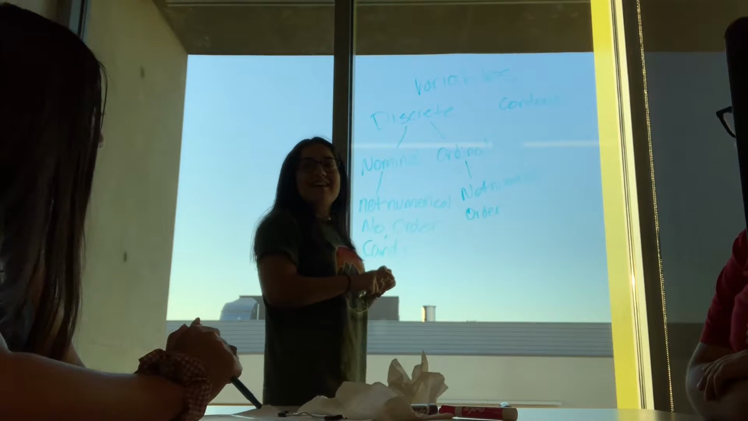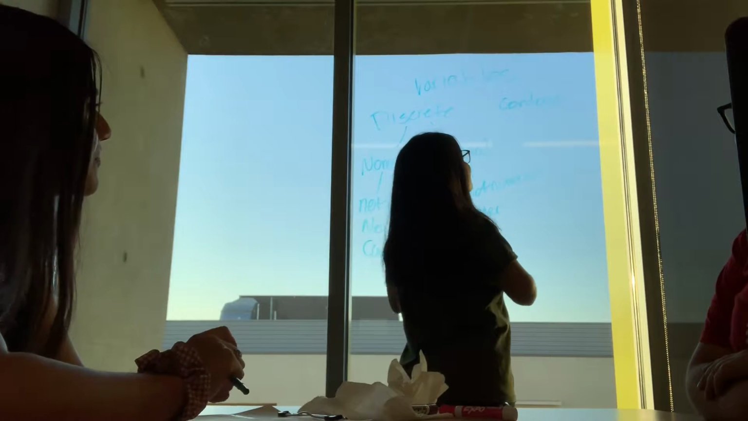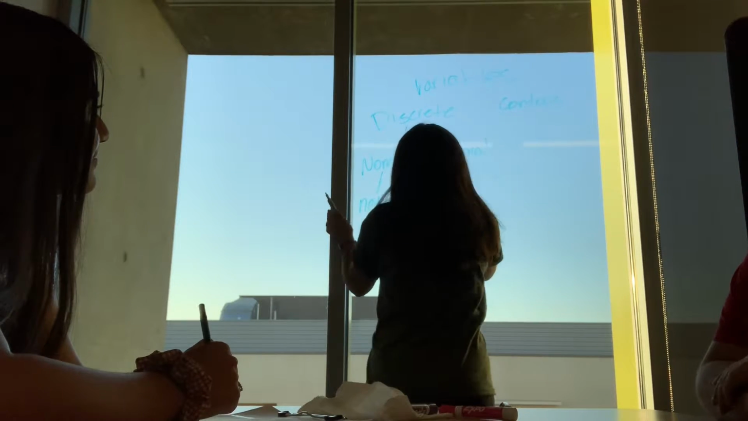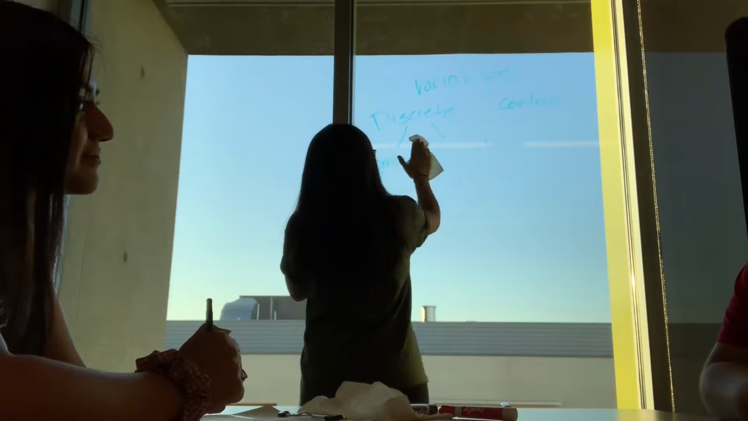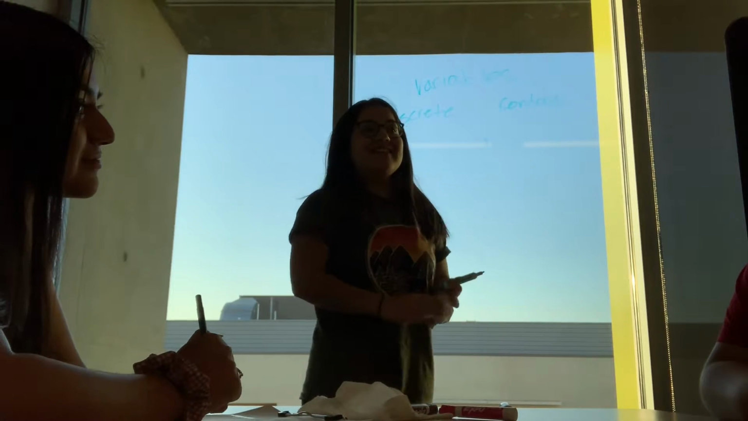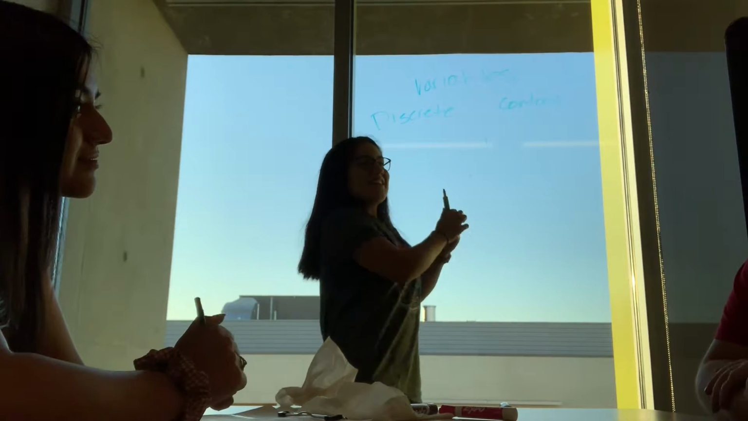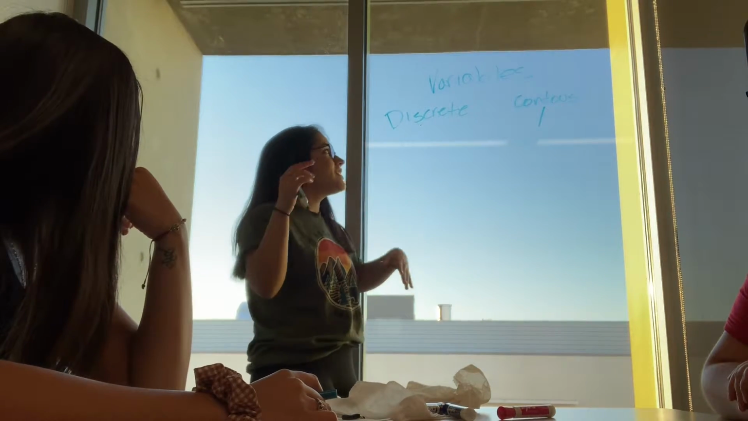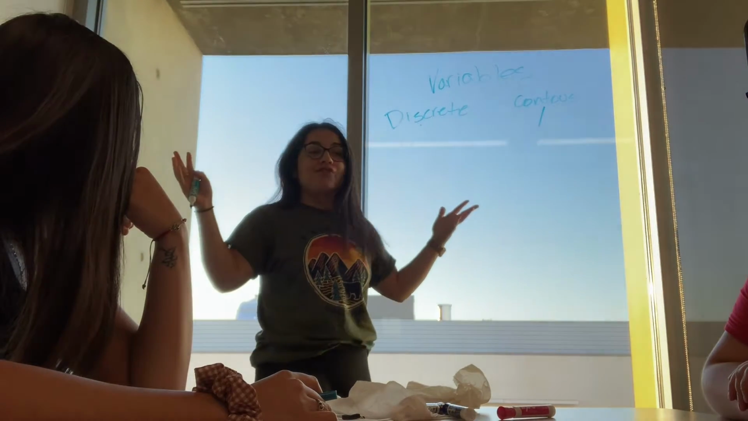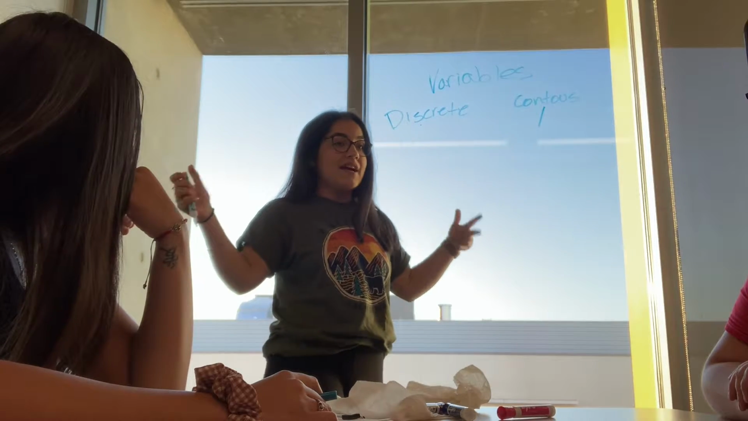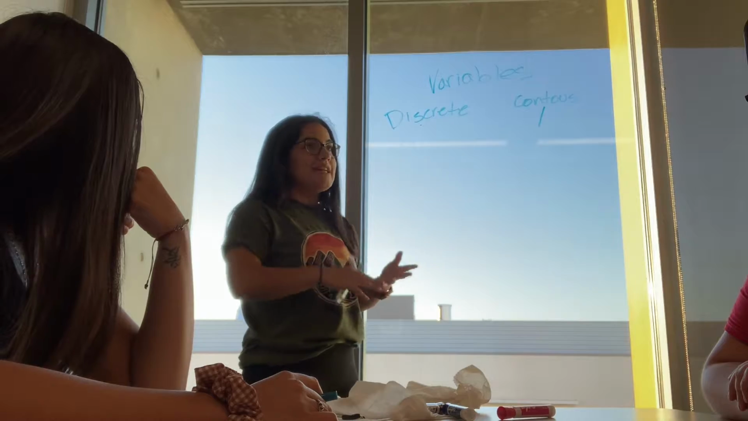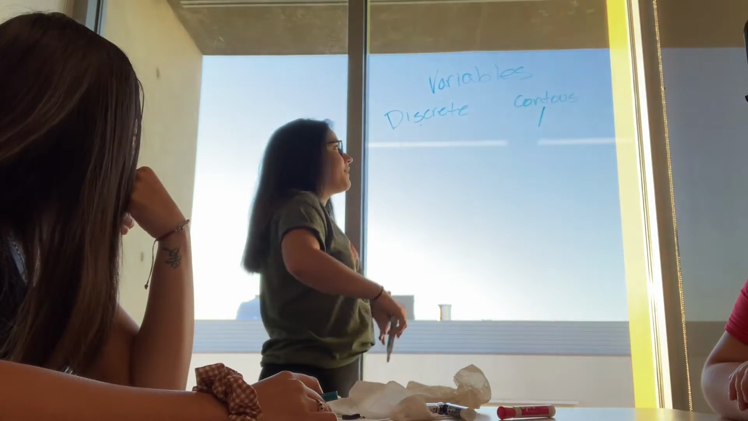Does everybody get that? Yeah. Okay, so then we're going to move on to continuous data. Does anybody know what continuous data is? That's okay. Continuous is just how it sounds. There's an infinite amount of values in this type of data. Unlike discrete, where it had to be whole numbers, here you can have decimals, fractions, partial numbers.